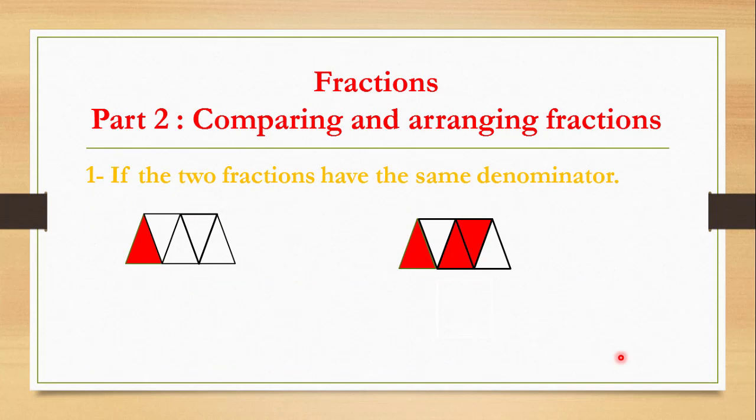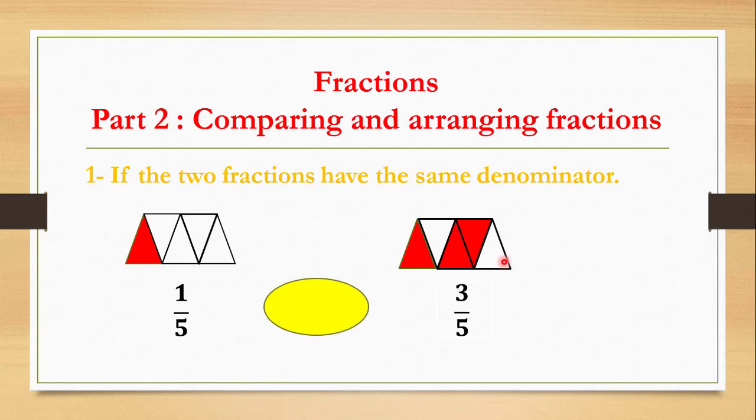If the two fractions have the same denominator, let's write suitable fractions for this figure and this figure. Let's start with this one. I want to write a suitable fraction to represent this part, the red part. Yes, 1 over 5. We have only one red part out of 5 parts. Look at the second one, the one here on the left. Yes, 3 over 5.